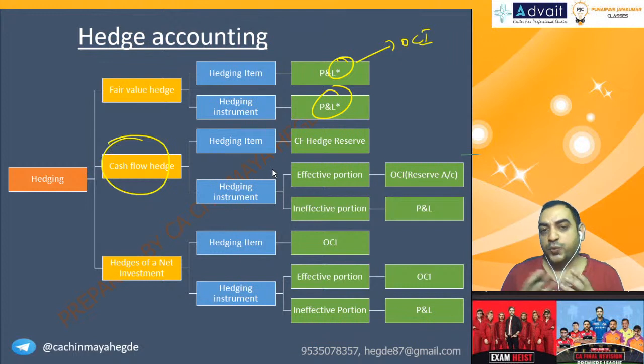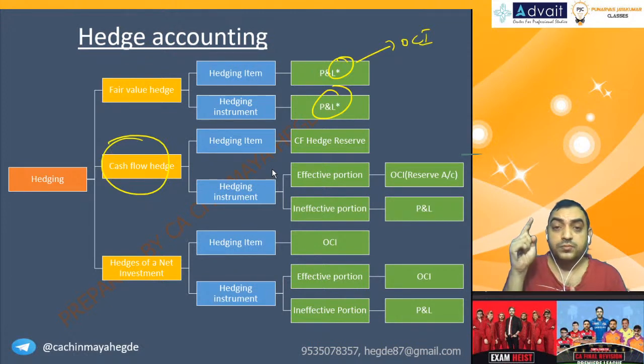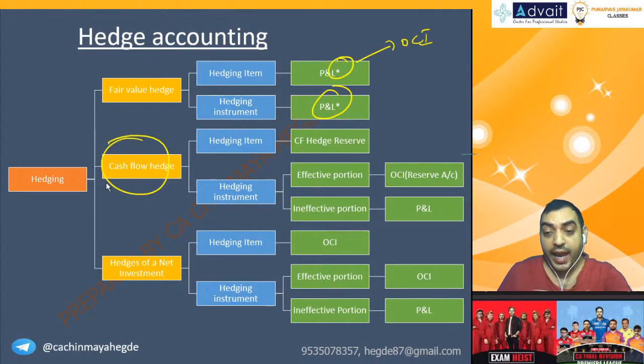So fair value hedge is very simple. The difference will go to the P&L account, for the hedging instrument as well as the hedged item. But on the hedged item, if it goes to OCI, like an investment in shares in the nature of OCI, even the hedging instrument will go to OCI as a matching concept. But fair value hedge and net investment in foreign operations have similar treatment.